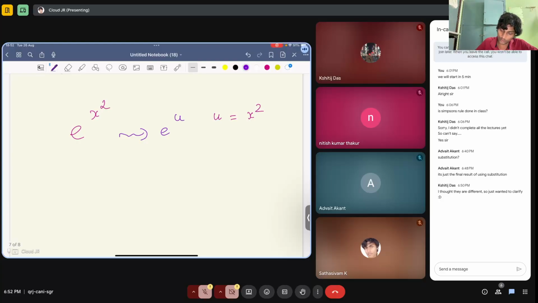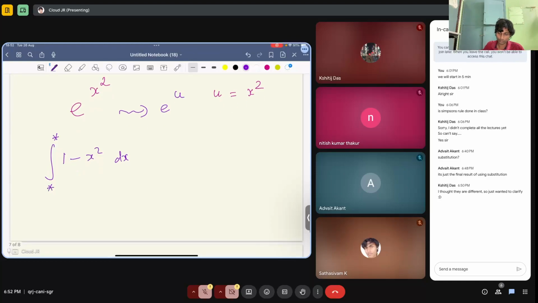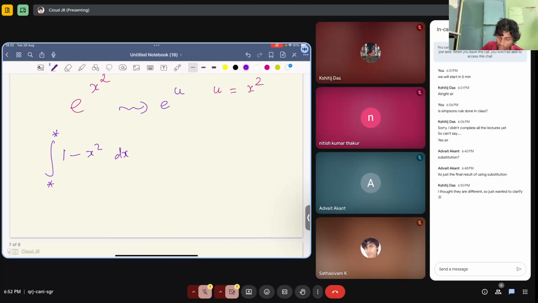Another way is, let's say you have a term like 1 minus x square, okay? Under the integral, with some domain here, and the domain has to be suitable. Let's say now you want to do this integral. You may be able to directly do it, but let me try to give the domain also.